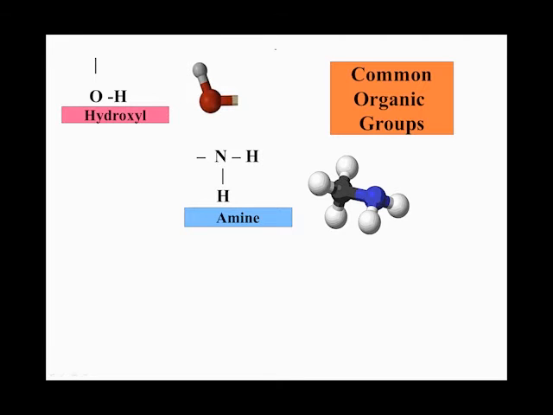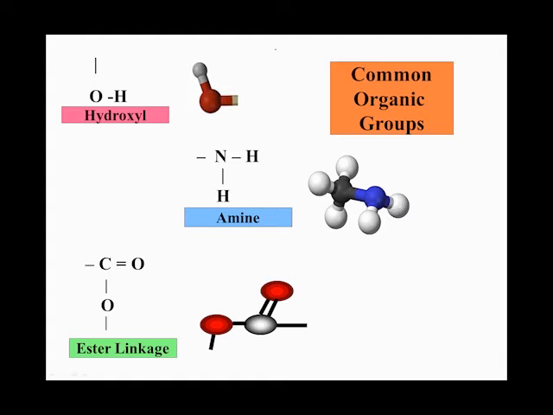Common organic groups. Here's one, an OH group, which is identified as a hydroxyl group. Amine. Amines contain nitrogen, and really what it is, is an ammonia where one of the hydrogens is replaced by a carbon chain. But the group itself is identified as NH2 and amine.